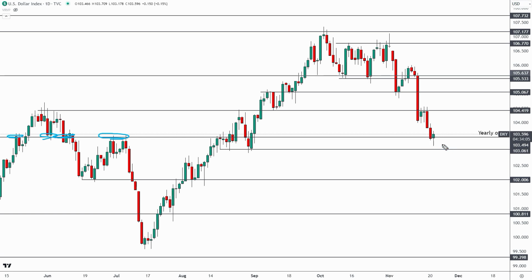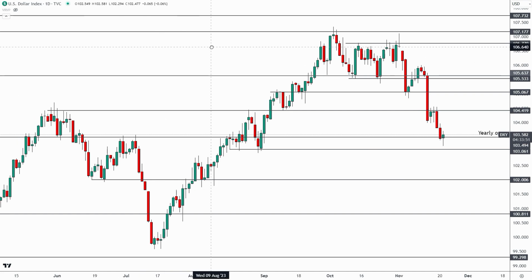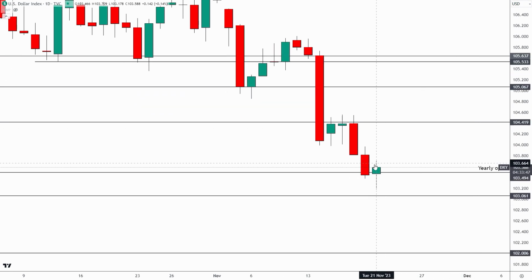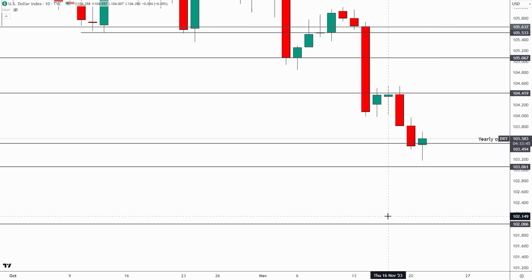However, once again, the market has not closed the day. So a daily close back above 103.50 is going to be critical for the DXY, in the same way that a close below 109.30 is going to be critical for the Euro USD. And you can even see right now where the market is starting to come off of these highs. Okay, so this is going to be important to watch into today's close.